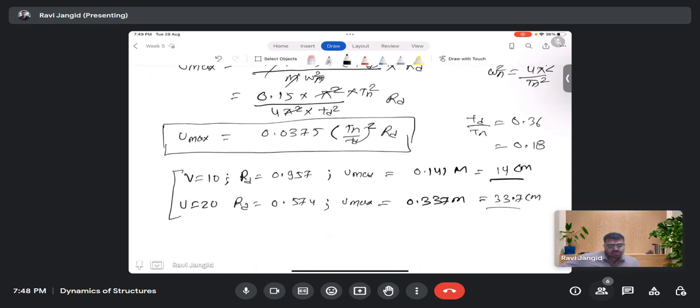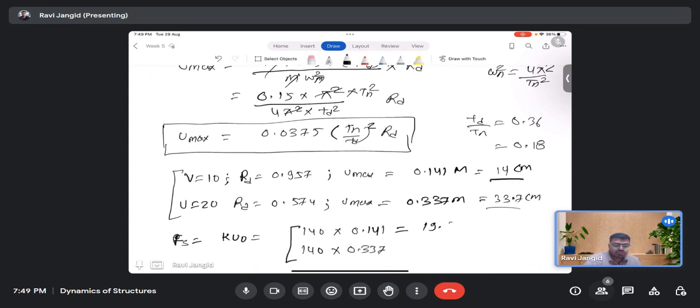So now the force in the spring, it is asked only the force in the spring, not the overall. So that is K into U naught. For both of them, K is 140 into 0.141, and the other is 140 into 0.337. So the force in the spring is coming out to be 19.7 for the one, and the other is coming out to be 47.2 kilonewton. That was part A.